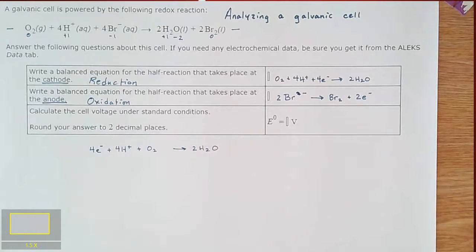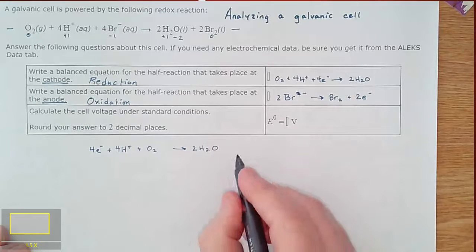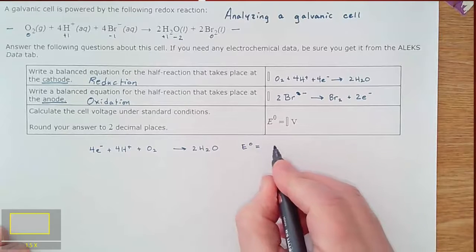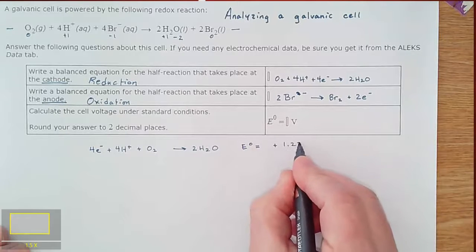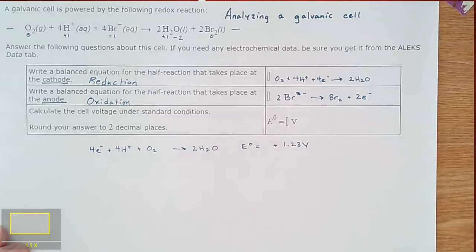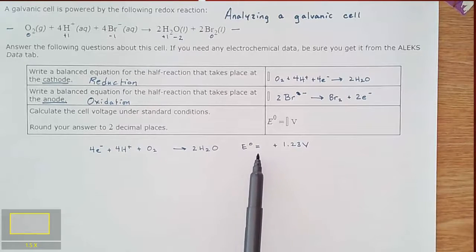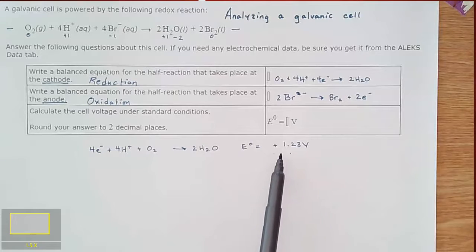The third question says it wants us to calculate the cell voltage under standard conditions. So let's think about our two half reactions. Our two half reactions are the reaction of oxygen, and if we look up the E0 for that one, E0 for that is positive 1.23 volts. I didn't actually look that up in the ALEKS data tab. I don't know where that is or how to get to it, but I assume that you folks do by this point in the course. I looked it up in another textbook, but it should be the same in the ALEKS data tab. You should get 1.23 volts for that.